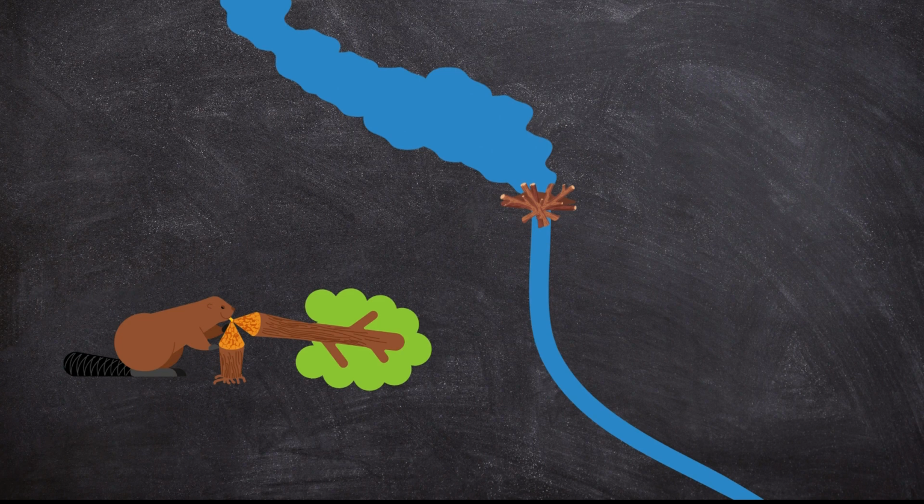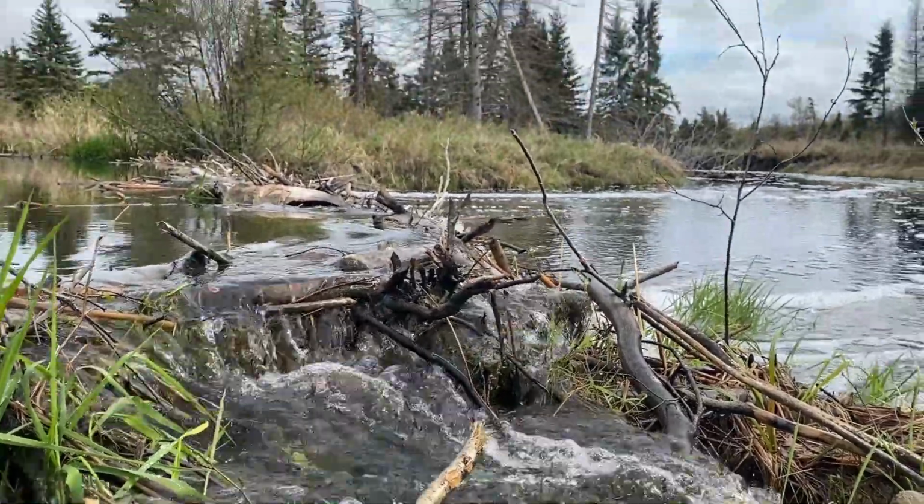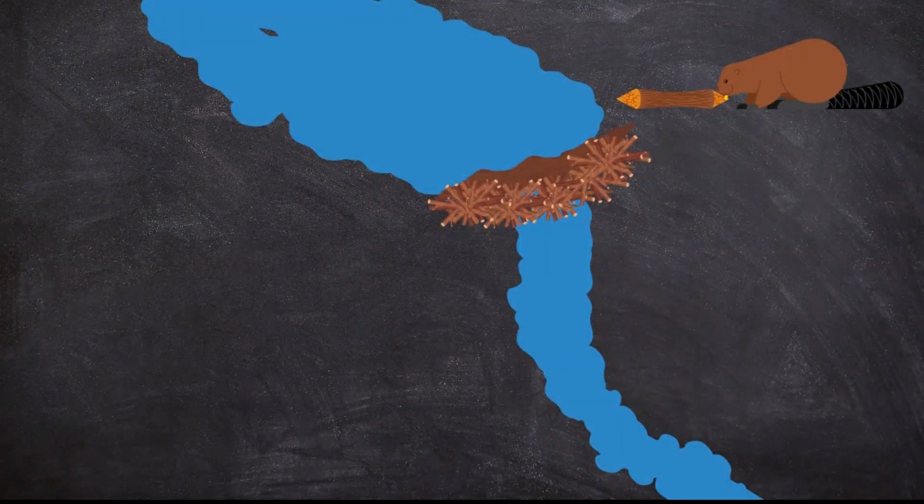His dam gets bigger and bigger and bigger. Soon the creek is flooding the surrounding land, creating a wetland habitat. Because water doesn't completely stop at a dam and continues to flow through, the creek on the other side of the dam also gets a little bit wider.